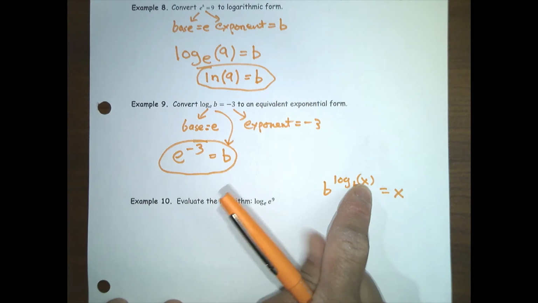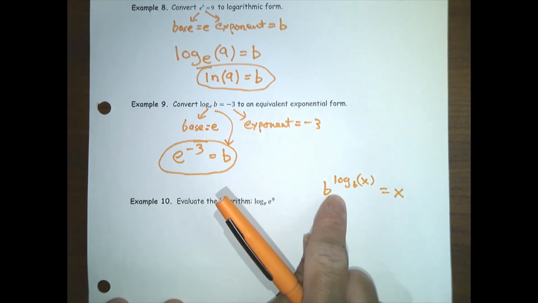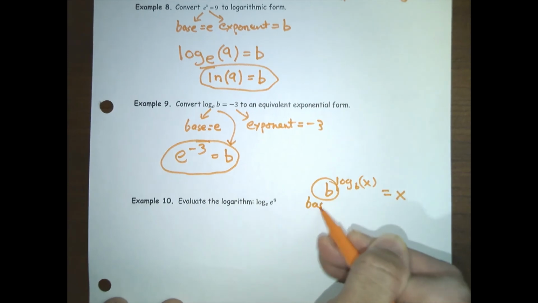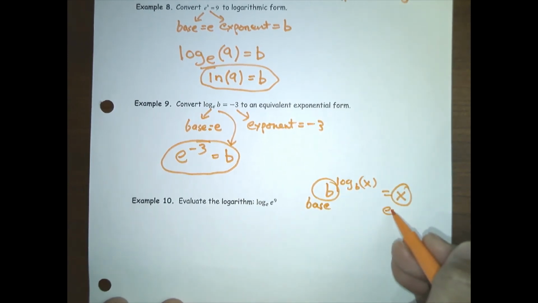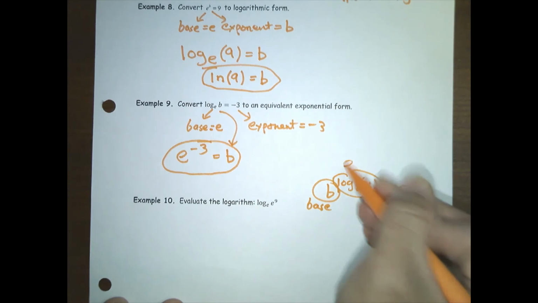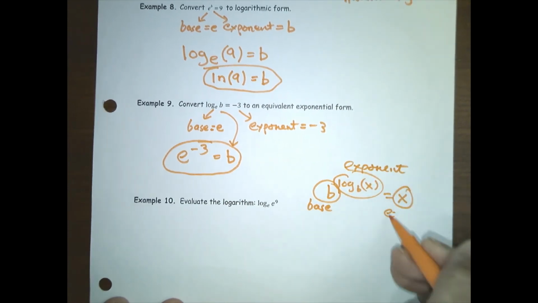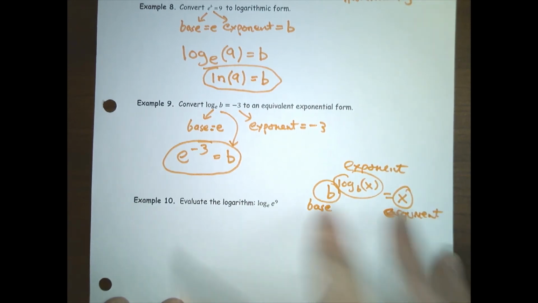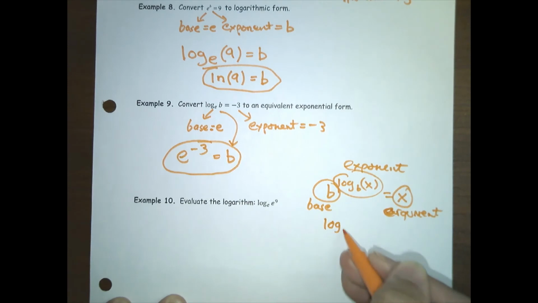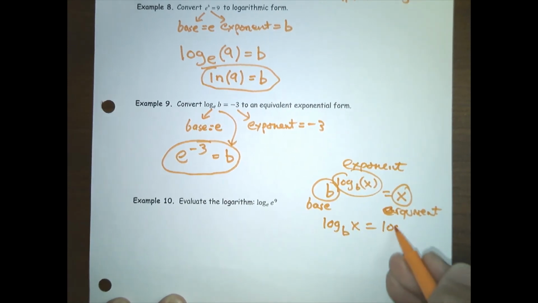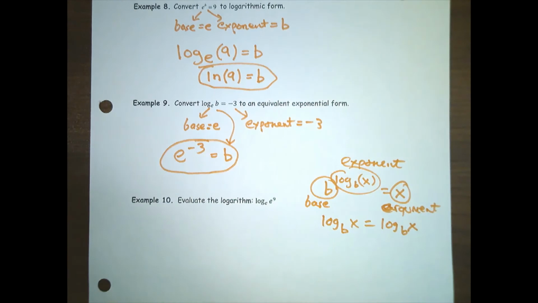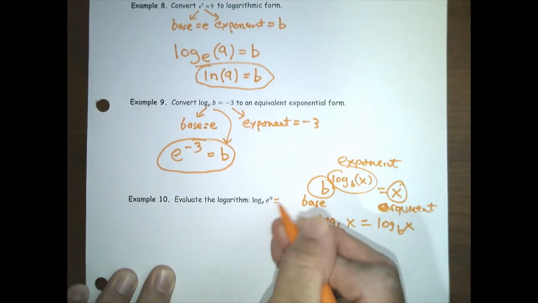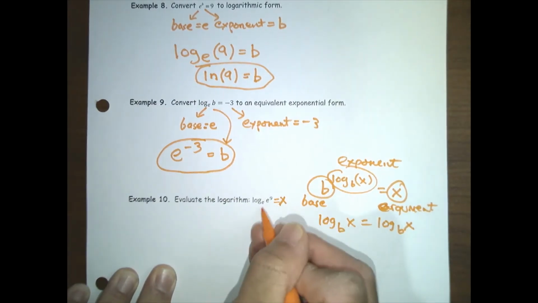So if you wanted to rewrite this in a different form, if this is the base and that's the exponent, then that would be the argument of the logarithm. So this is really just saying log base b of x is equal to log base b of x. You can think of this in the same way, as equal to some value of x. So I can rewrite this.